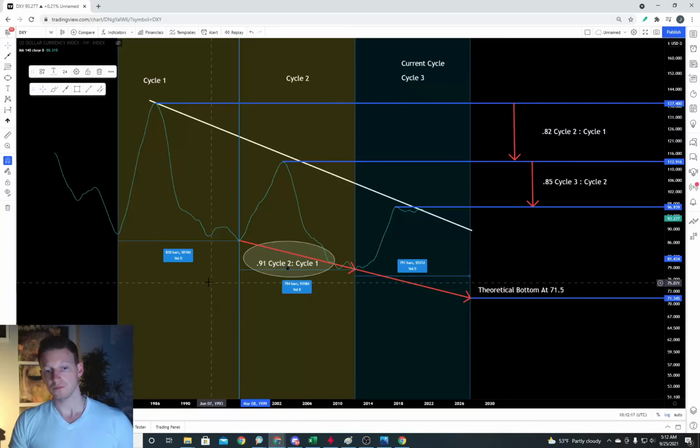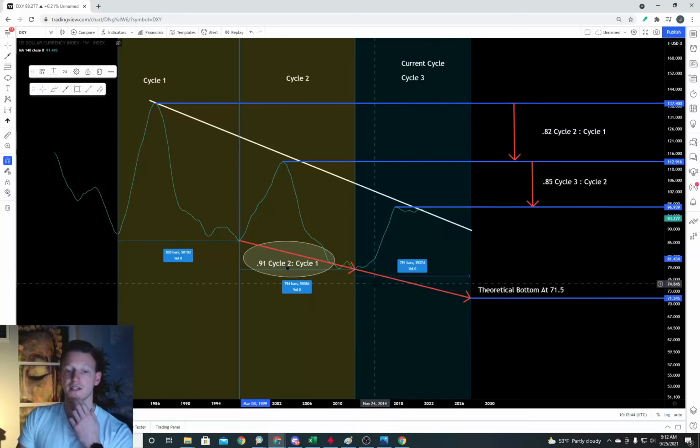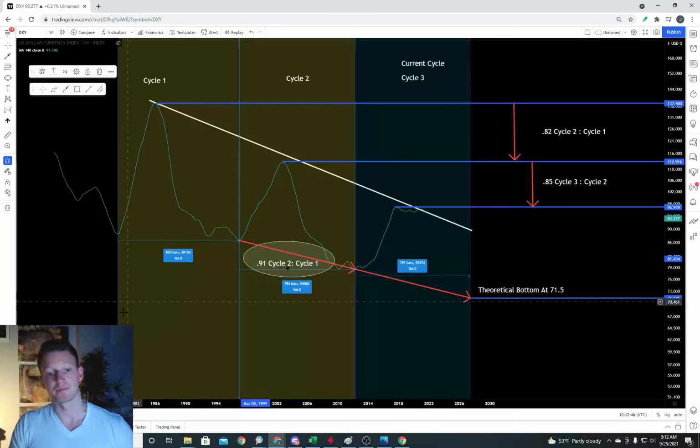So if you look at then, the ratio of these bottoms, right? They've been about 91%. So this low is about 91% of this low. If that continued, that would put us at a low of 71.5. Currently, we stand at 93. So then you could say, okay, well, when might we get to that bottom?